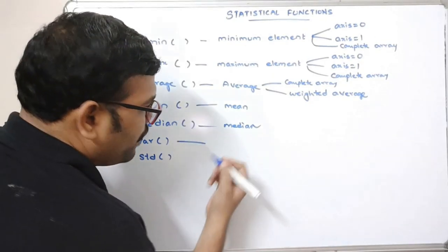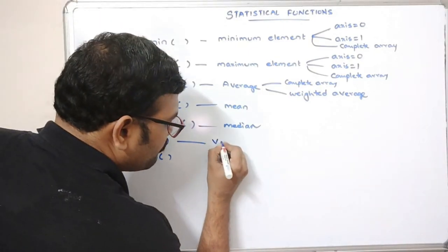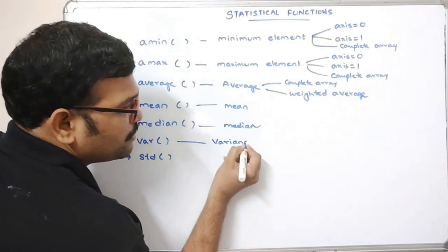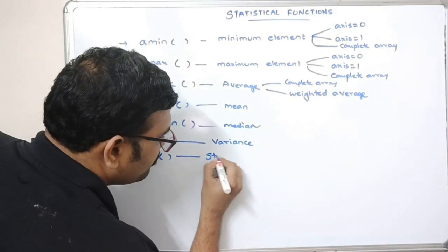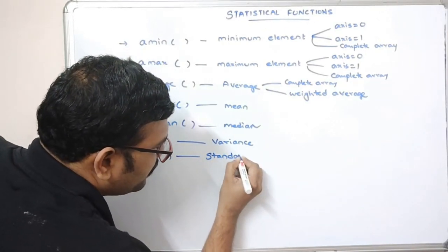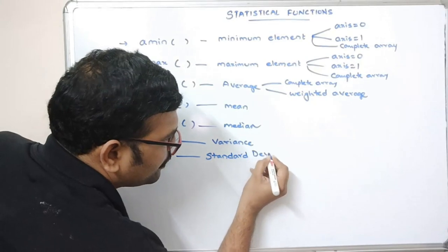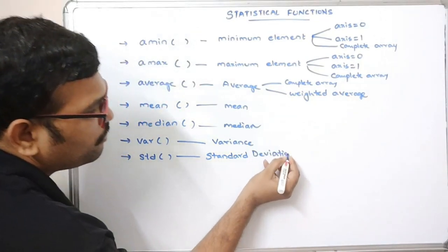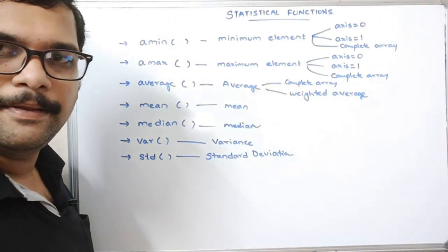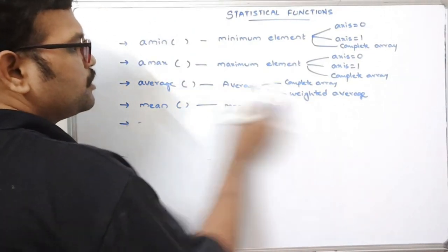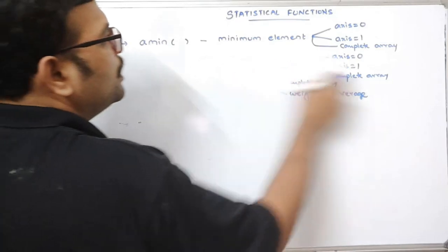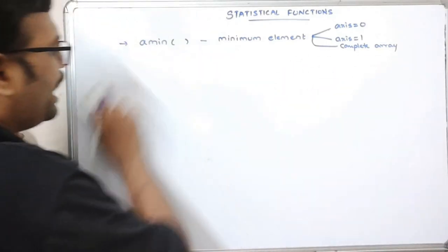Next, the variance is nothing but finding the variance of the elements in an array. And STD is for finding the standard deviation of the complete array, right? We'll see the syntax and all these things one by one. So first let us start with amin, amin with a complete array.